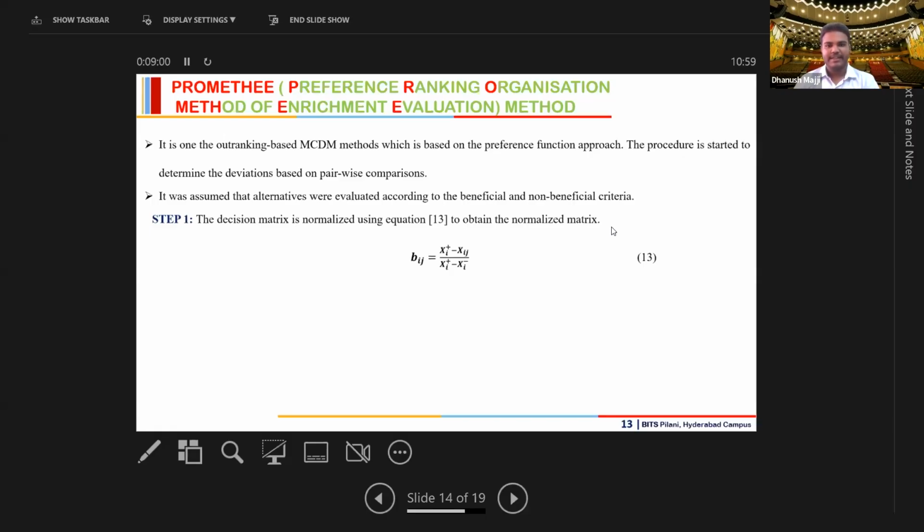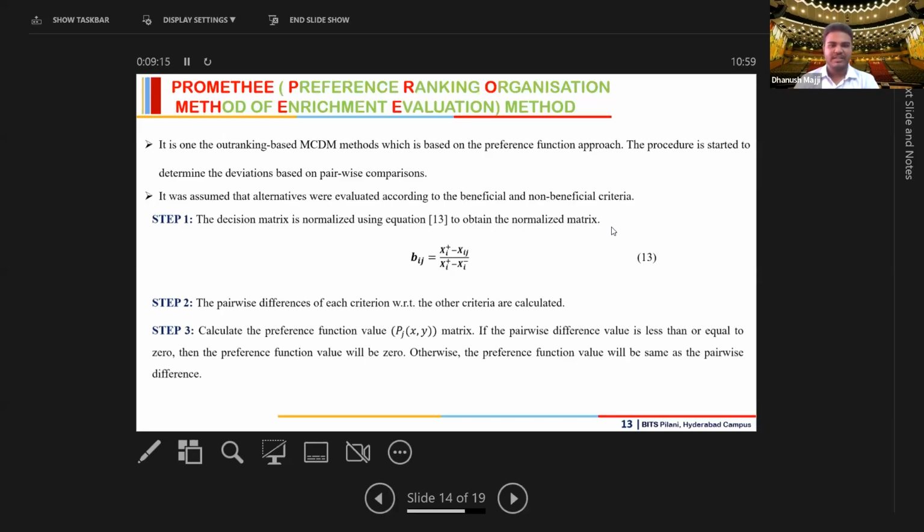Similar to TOPSIS, we'll calculate the normalized matrix using the decision matrix based on equation 13. In step 2, we'll calculate the pairwise difference of each criterion with respect to the other criteria using this matrix. From there, we'll calculate the preference function value. So if the pairwise difference value is less than or equal to 0, then the preference function value will be 0. Otherwise, it remains unchanged.